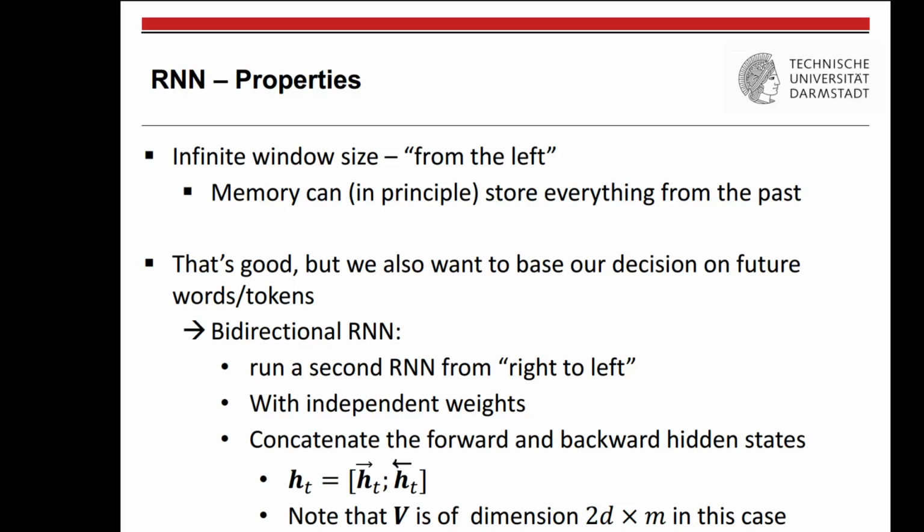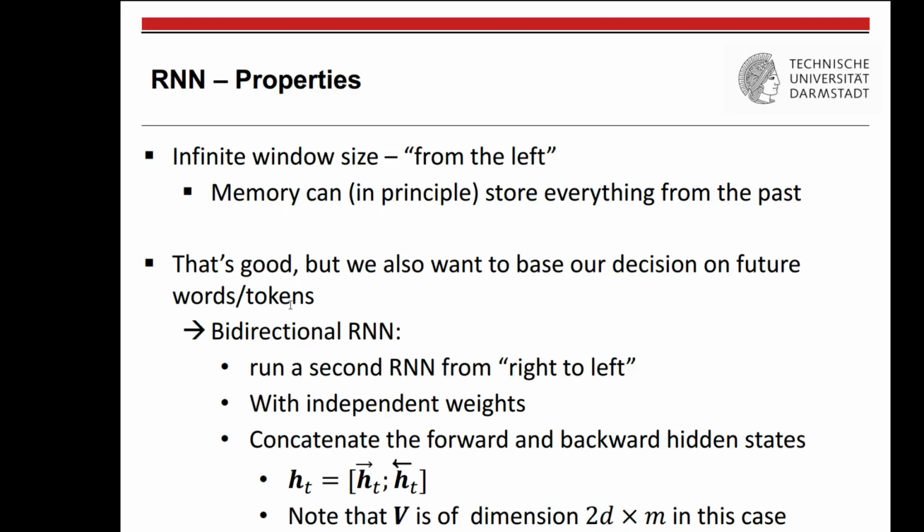So what are RNN properties? First of all, they have infinite window size from the left, so we can see all of the past. We are not limited to the previous 2, 3, 4, or 5 time steps, but we can really see everything that occurred in the past from the left side. So at least in principle. So that's good. But we also want to base our decision on future words or tokens if available. So that's not always available. For example, if you have speech that's coming in real time, you only see the past. You don't see the future.